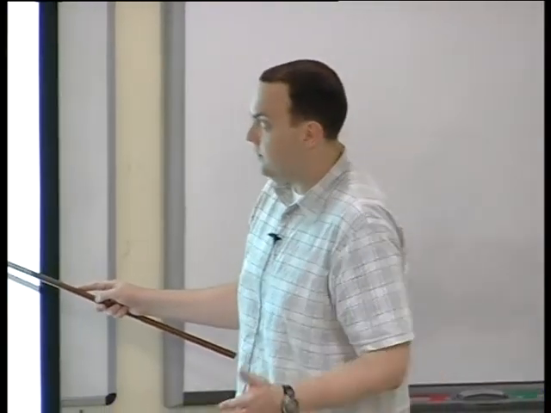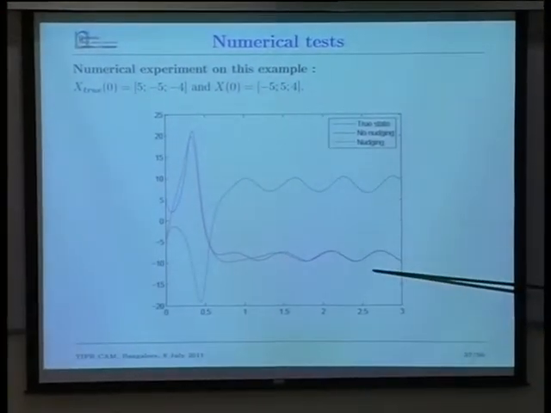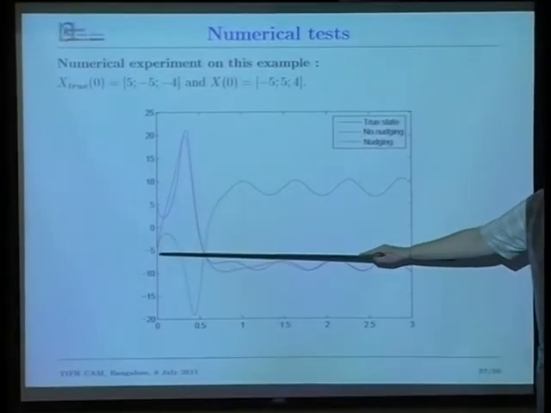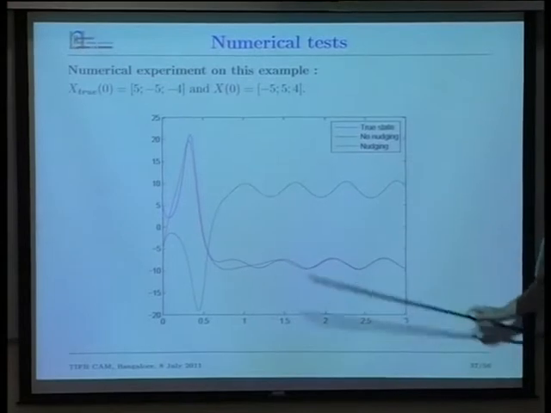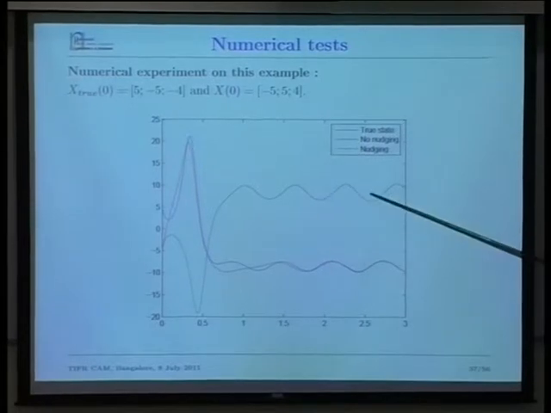So let's try. The true state is initialized with the initial condition 5, -5, and -4. And the nudging state is initialized with -5, 5, and 4, so the opposite. And we assume that only x is observed, the first component. So the true state is in blue. And then we start with -5. So if there is no nudging, you have the green curve. So you can see that if there is no nudging, it's completely wrong.